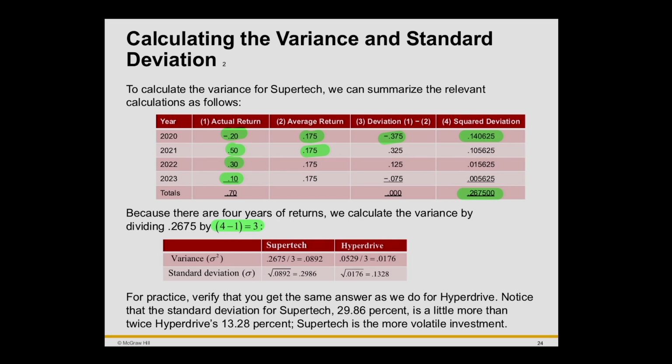And we come up with a standard deviation of 29.86% for SuperTech. We run a similar process for Hyperdrive, and we find that it has a standard deviation of 13.28%. So then the question is, which of these is more volatile? And clearly the answer is that SuperTech is much more volatile than Hyperdrive. Looks to be like double. The standard deviation is more than twice that of Hyperdrive.